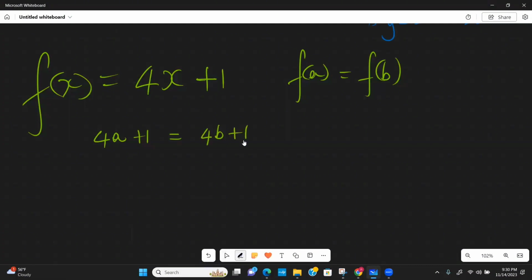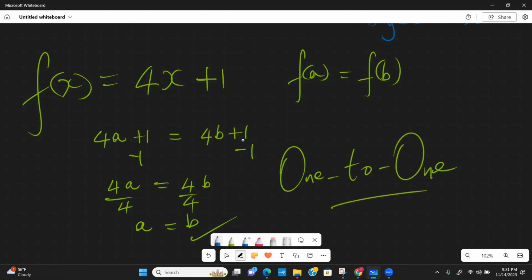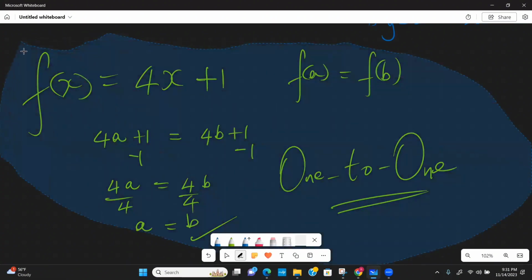So let's solve this. At this moment, I'm going to subtract 1 from both sides, as you can see. So when I do that, 4a is equal to 4b. And if I divide both sides by 4, then a is equal to b. This means that this function is 1-to-1. So we have a 1-to-1 function right there. Let's take a look at another function, the last one, and then we're done.